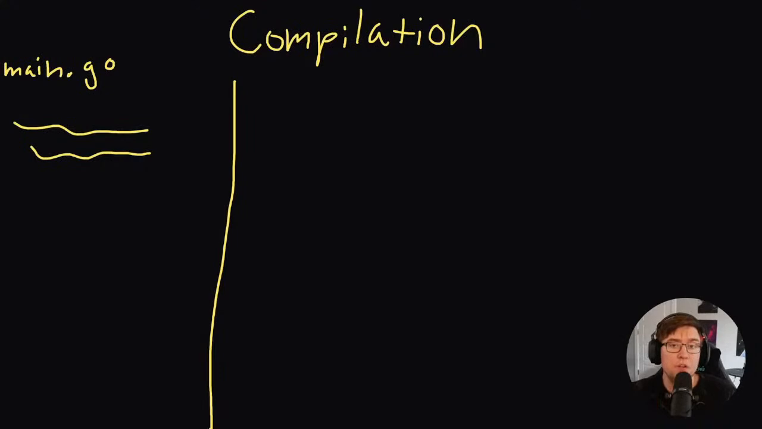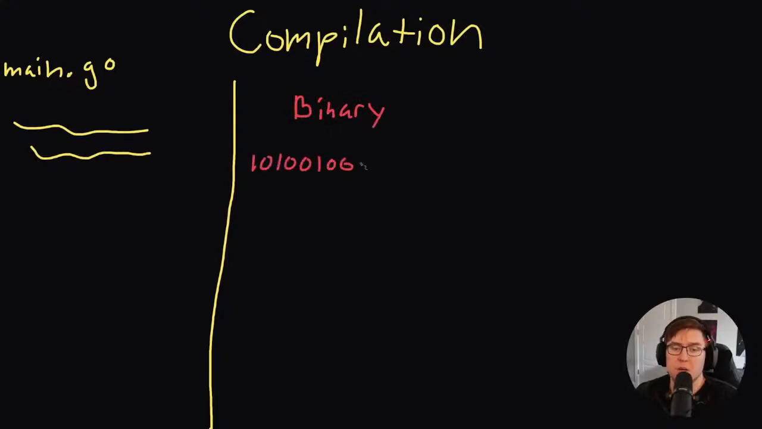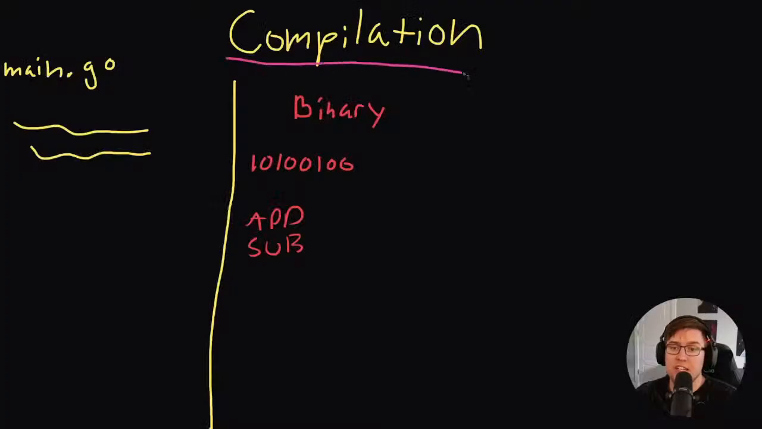The thing is, your computer's hardware doesn't know what any of that human readable text means. Your computer's CPU only understands binary, which is ones and zeros, which at the end of the day is just numbers and simple operations, things like add and subtract. So we need some process that we can use to convert human readable code to machine code that can be executed by the computer's hardware. And that's all that compilation is.